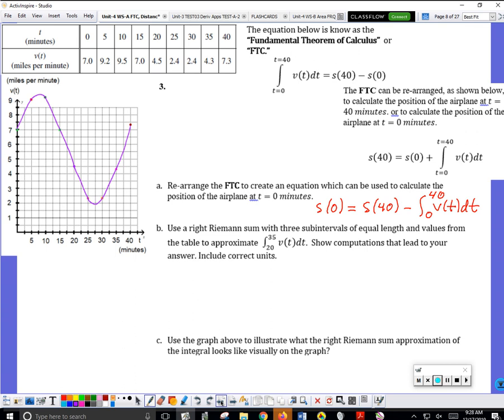You take what you learned about left Riemann sum and apply the same concept, you should be able to do part B here and part C. So go. Feel free to talk to each other. Feel free to stop me. If you think about how to do a left Riemann sum, the logic is exactly the same.